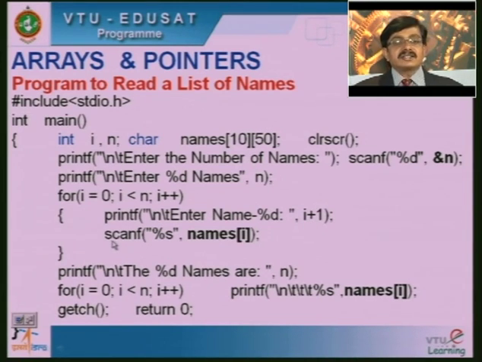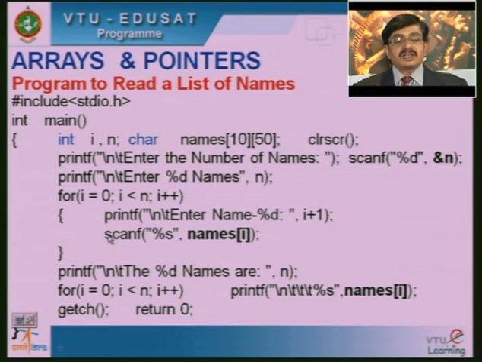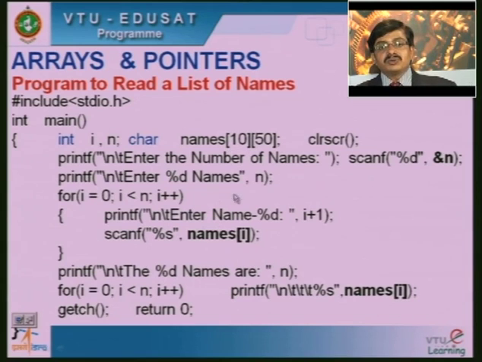Then we will be reading the name, the string, whatever the user enters, into names of I. So when I is equal to 0, we will read names of 0. When I is equal to 1, we read names of 1, and so on. Names of 0 will provide the address of the 0th row, names of 1 will provide the address of the first row, names of 2 will provide the address of the second row, and so on up to n minus 1. We read all the names there. Again, we print the names back on the screen.